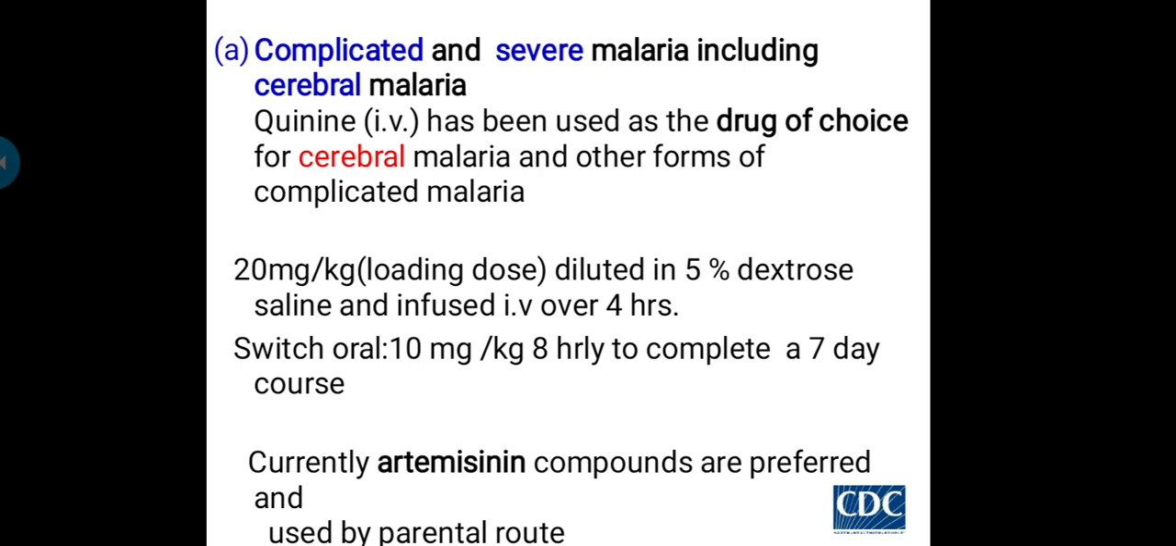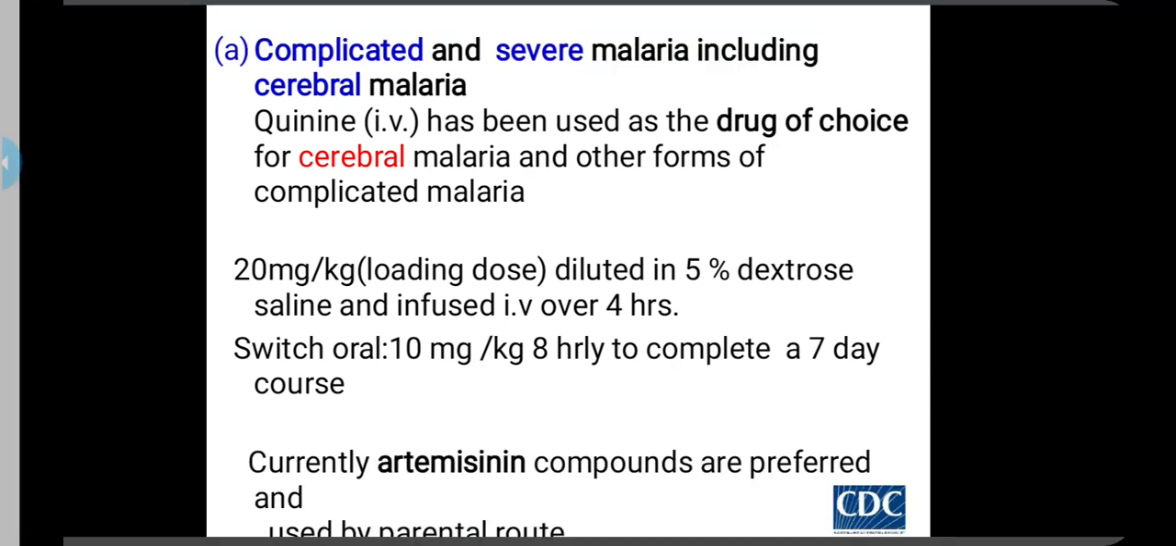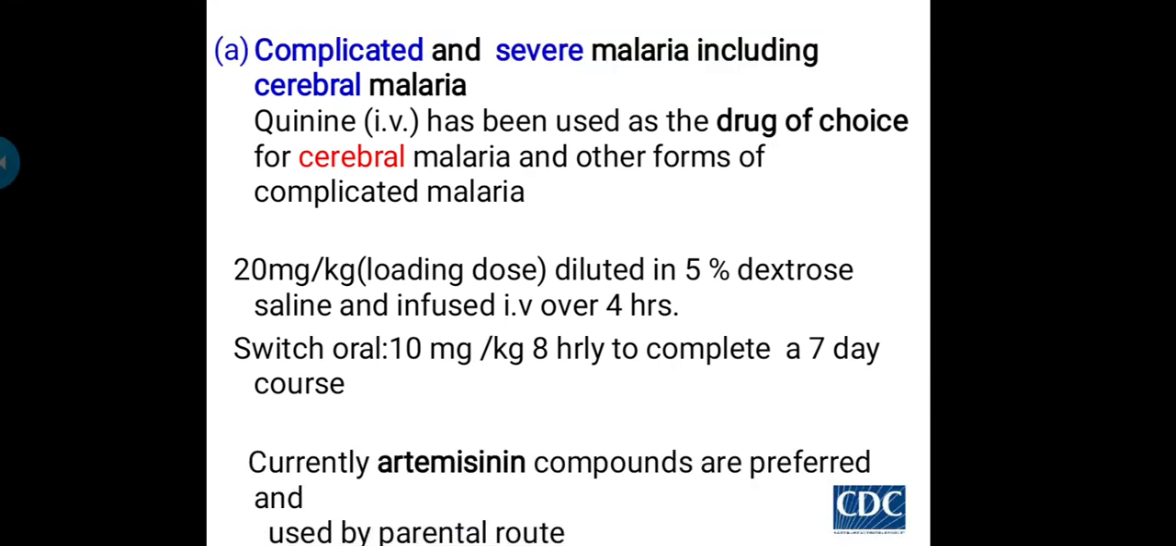And this treatment should be continued until the patient is stable, and when the patient is stable we can give oral dose 10 mg per kg 8 hourly to complete a 7-day course. Though currently artemisinin compounds are preferred and should be used by parenteral route. So artemisinin can be used in treatment of the cerebral malaria as well as complicated malaria, but when artemisinin therapy also fails, then quinine is the last resort drug, and that is very useful because quinine resistance is very, very rare.